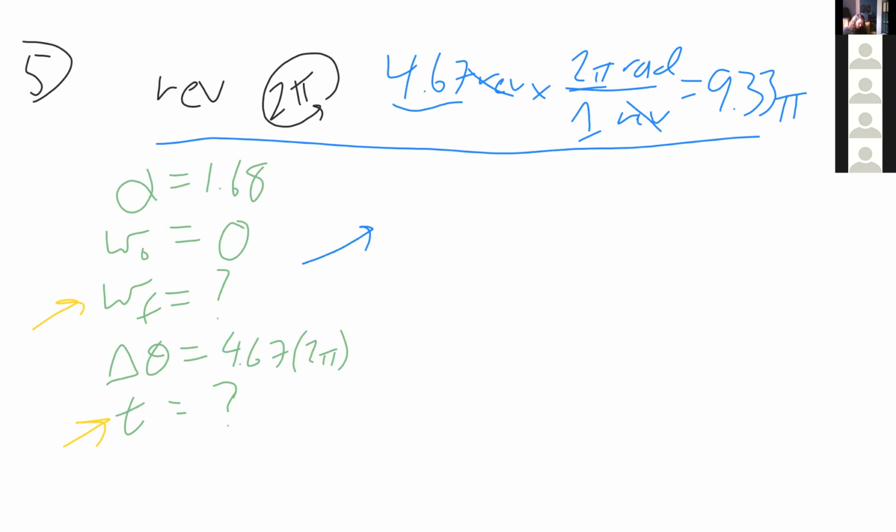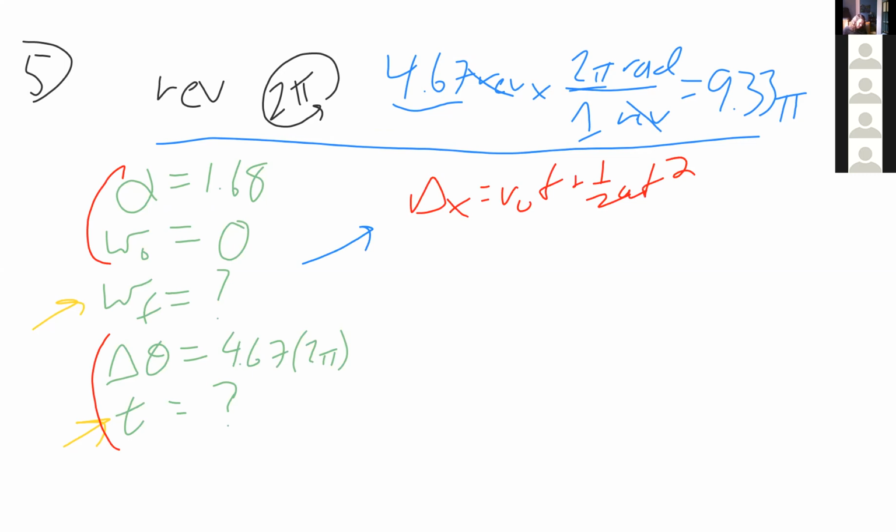Okay, so let's just do one of them. Let's do the one where we want to find the time. So we have alpha, omega initial, delta theta, and time. Remember, that's acceleration, initial velocity, delta x, and time. So that equation was delta x is equal to v initial t plus 1/2 a t squared. That's the equation that I know.